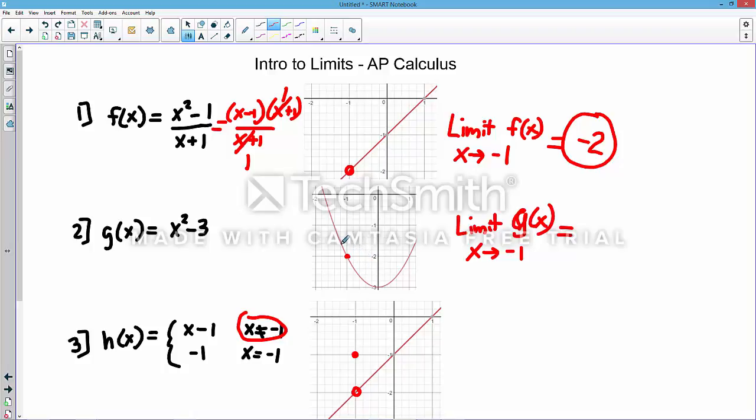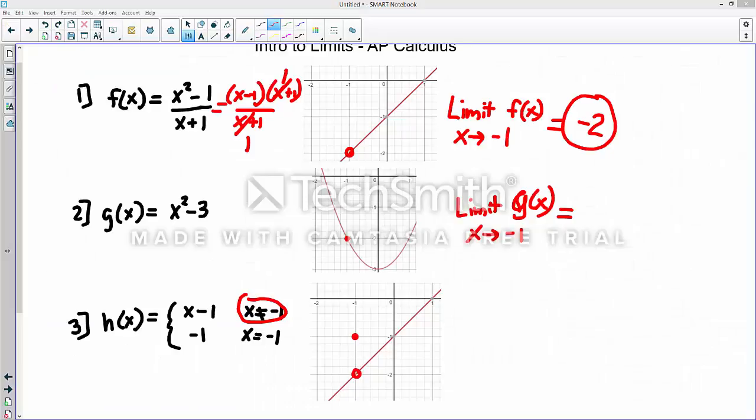And the answer is yes, because we don't really care if it has a value, like this one doesn't have a value at -2, or if it does have a value at -2. That number doesn't matter. What matters is the number that happens when we get closer and closer and closer from both sides.